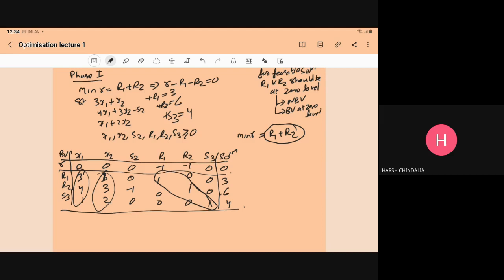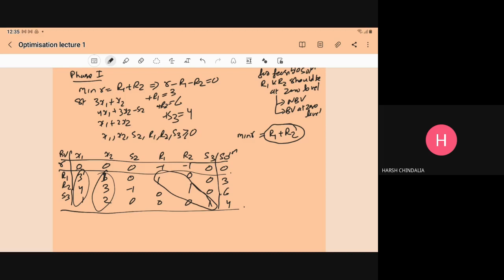Yes, whatever the doubt, whatever the silly doubt you can ask, there must not be any doubt in the simplex method. Whatever the question you have, please ask. I'm happy to clear this. Yes, please. Yes, sir. Got it. Thank you, sir.